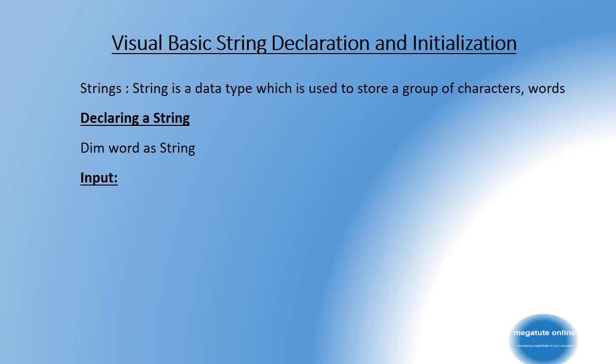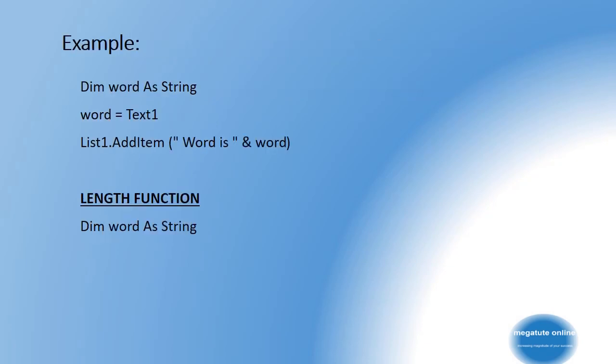Now to print it out, you can either use a Print statement or a List1 statement. So here we are using a List1 statement as List1.AddItem with the message and ampersand word. So it's going to print whatever you have stored from the text box 1 to the word variable, and then it shows the same word. Now let's see a complete example with all these three statements together. So Dim word As String, word = Text1, taking the input, and then printing it out with List1.Items.